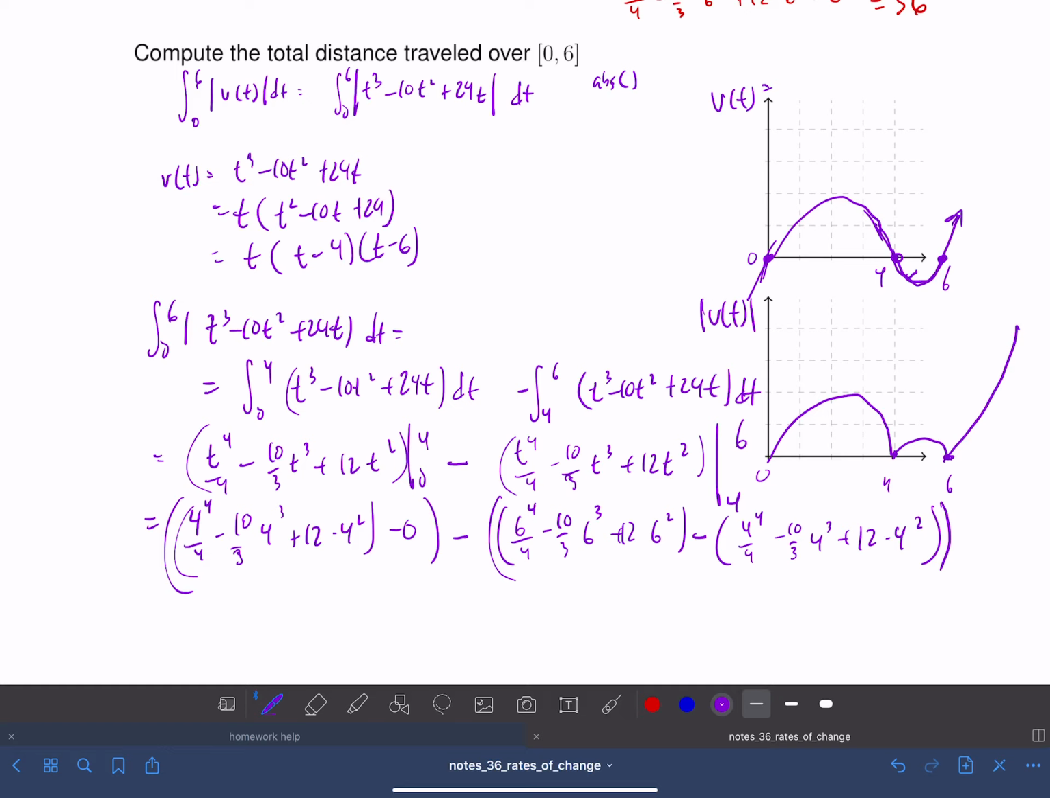I think we already computed one of these numbers before, didn't we? I think we computed this number before, and I think we found that it was 36. Yeah, we found that this was 36. I'm not recomputing that.